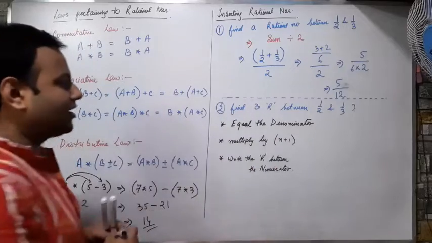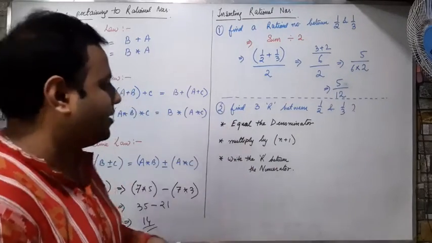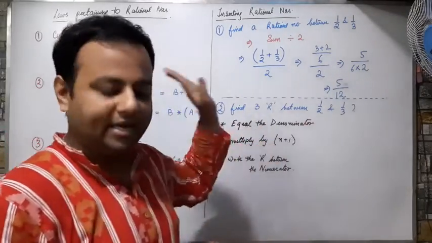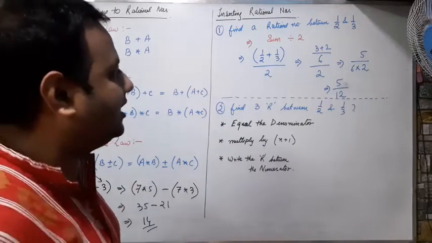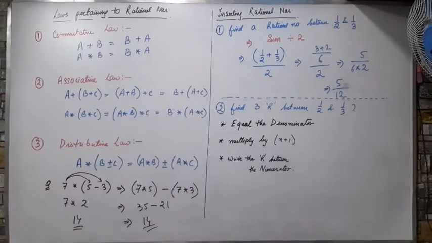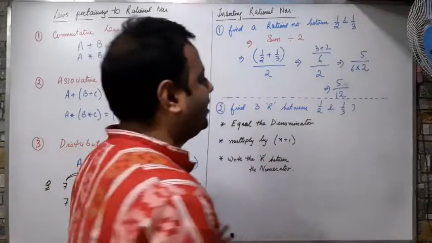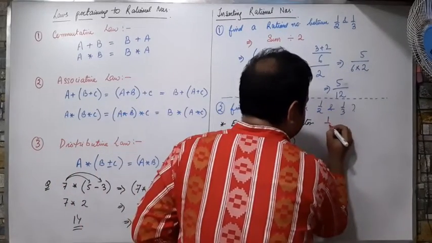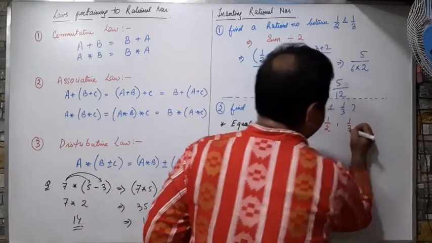Okay. So what are the three steps that I have written? The first step was to equal the denominator. So I am going to equal the denominator of 1 by 2 and 1 by 3. I was getting 1 by 2 comma 1 by 3.